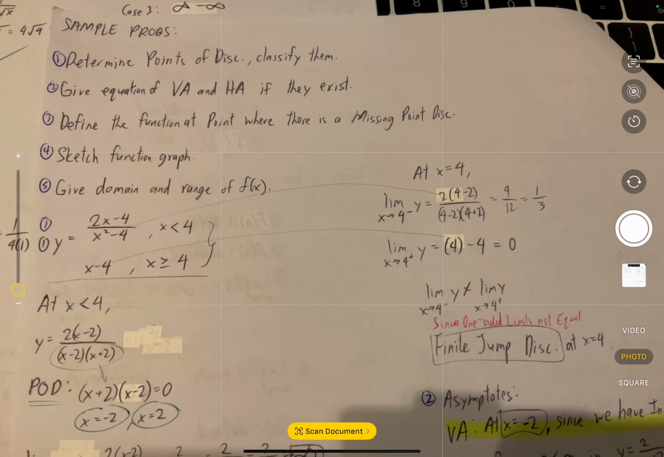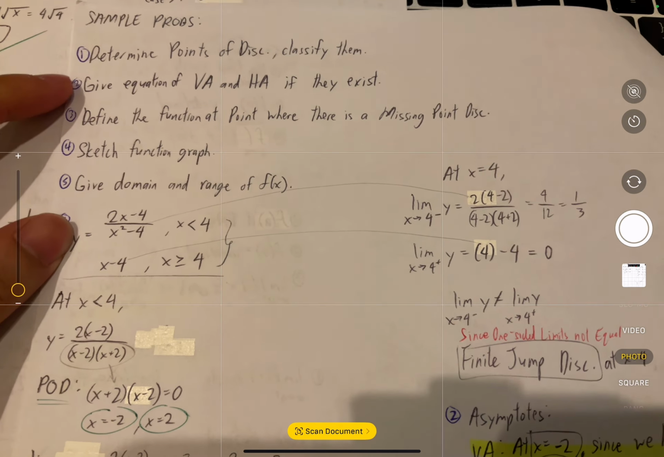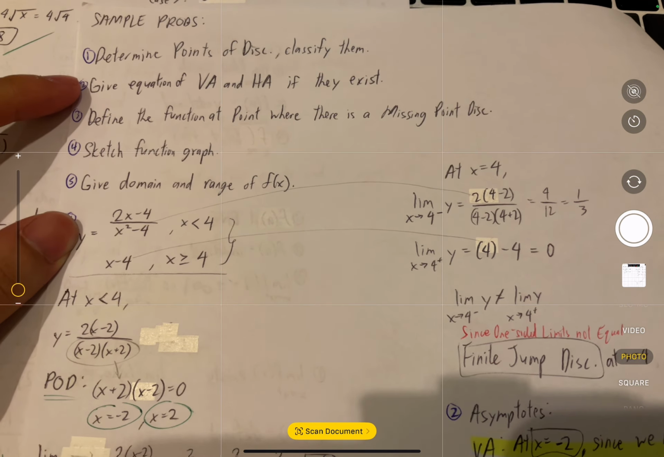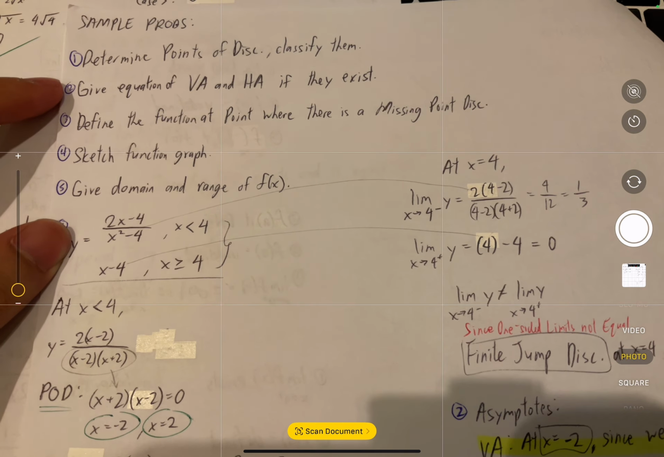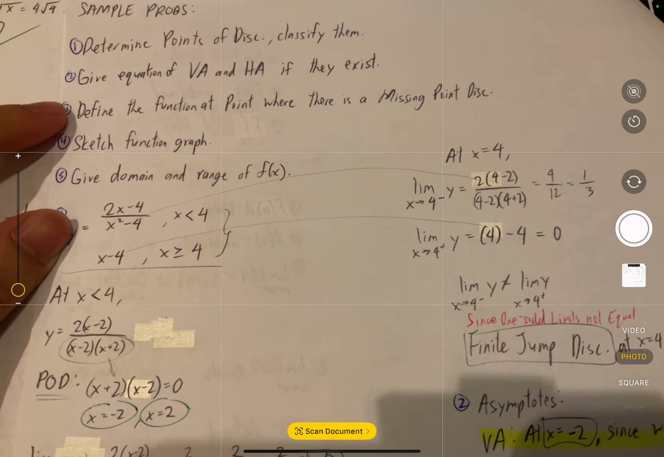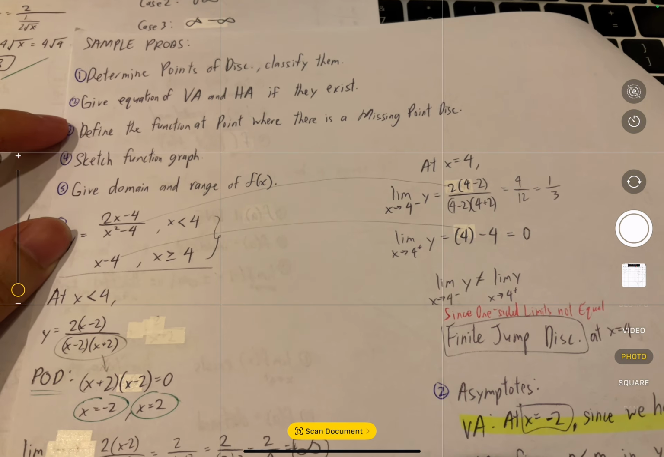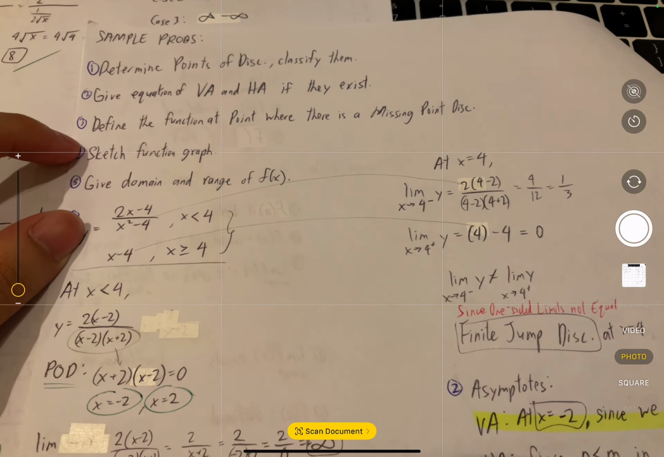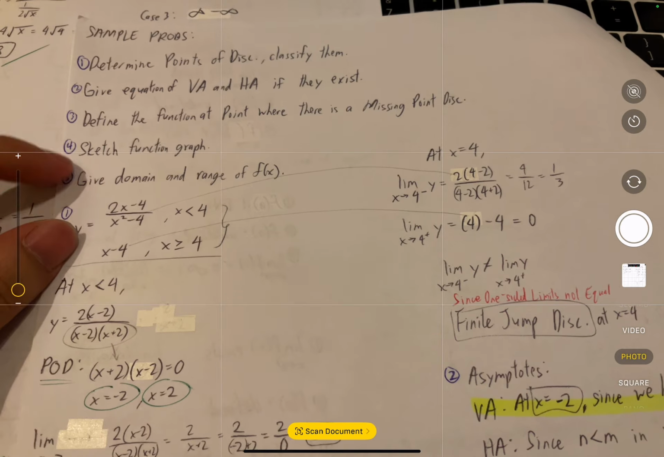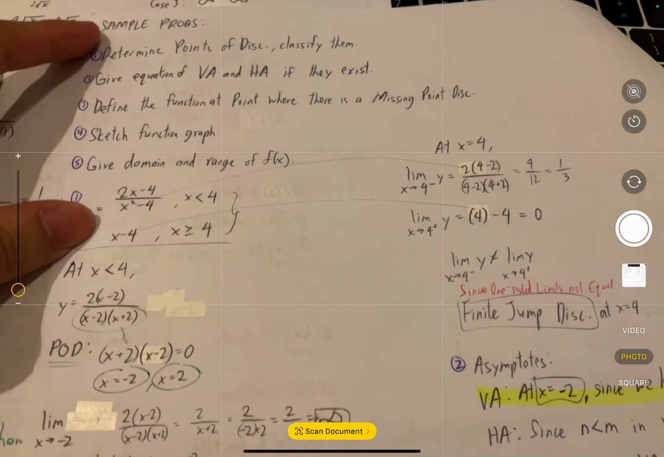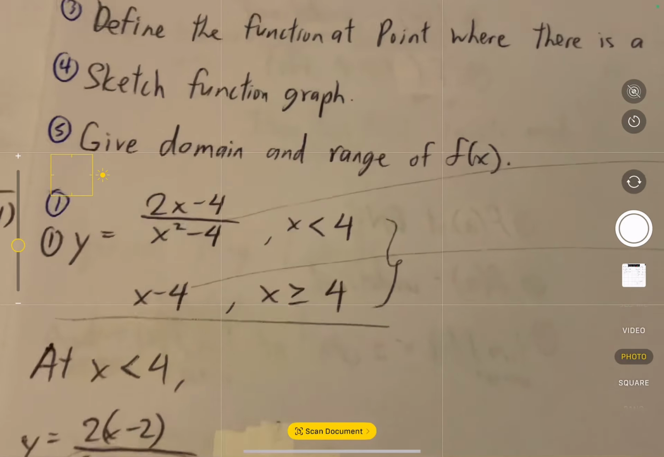So determine the points of discontinuity and classify them. You give the equation of the vertical and horizontal asymptote, granted that they exist. You define the function at the point where there is a missing point discontinuity. You sketch the function graph. You give the domain and range. So yeah, those 5 instructions. We'll be having this first question. I'll write it down.